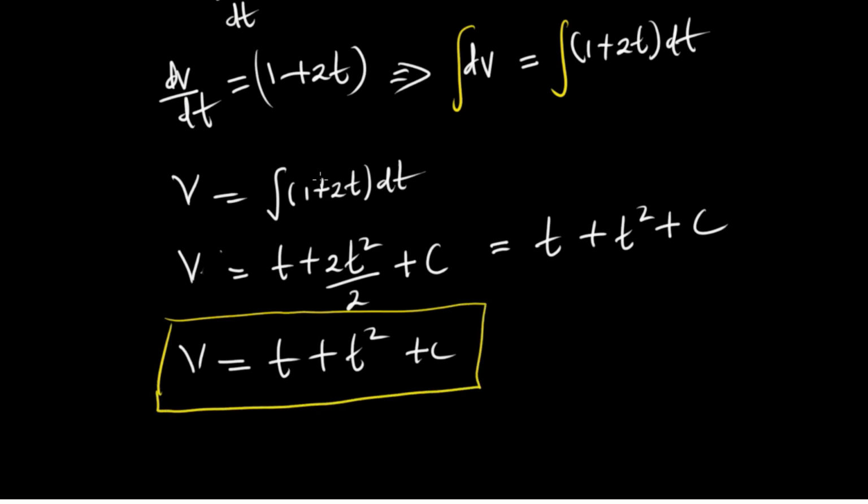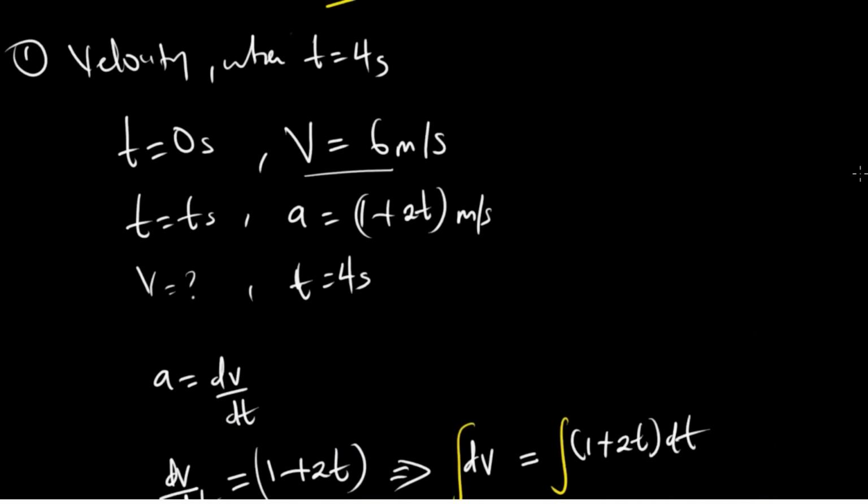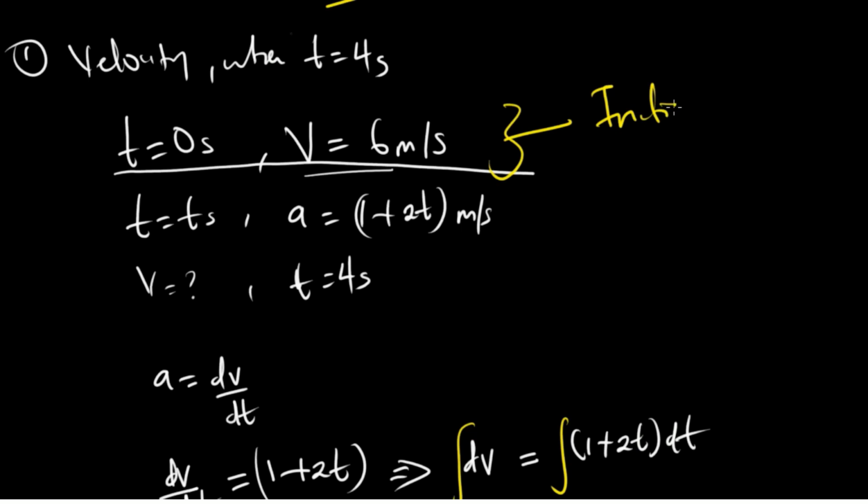Whereas we are looking for v when t equal to 4 seconds. But before that, we have to use our initial condition, as I mentioned in the example, to get our c. So we're going to get the c using initial conditions. And what is the initial condition here? If you go back to the first thing we wrote here, we have that at t equal to 0, v equal to 6 meters per second. So we are going to be using this as our initial condition.